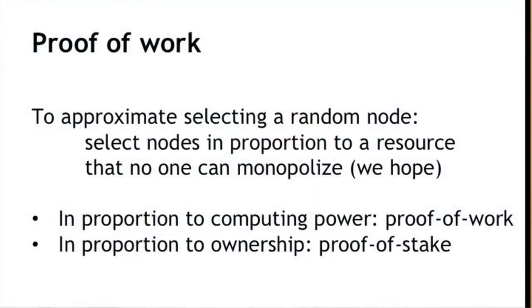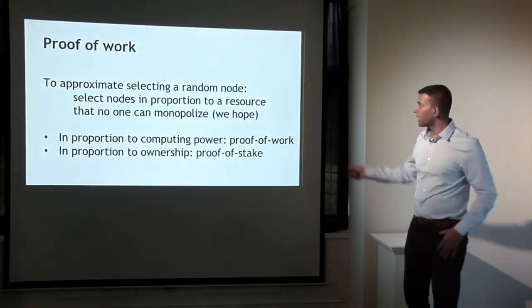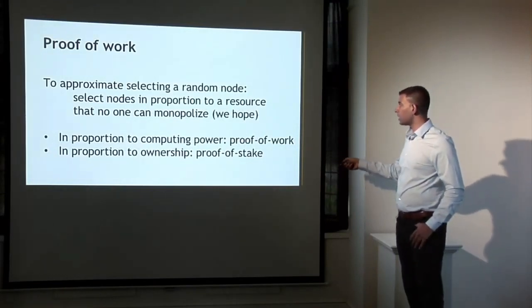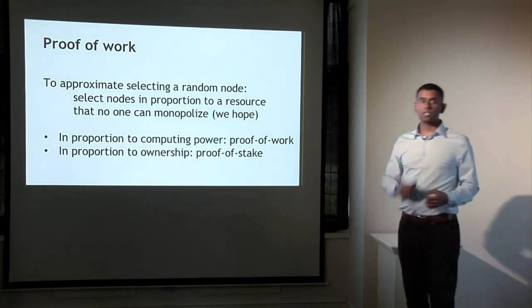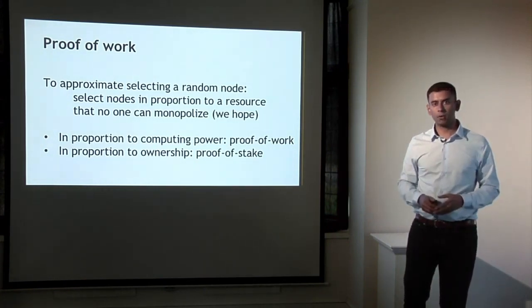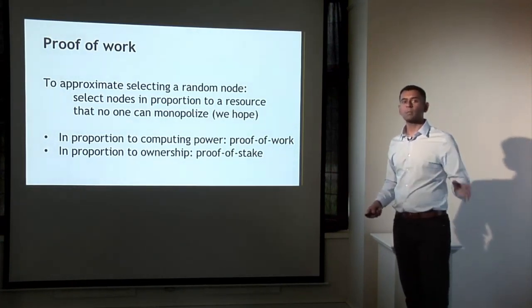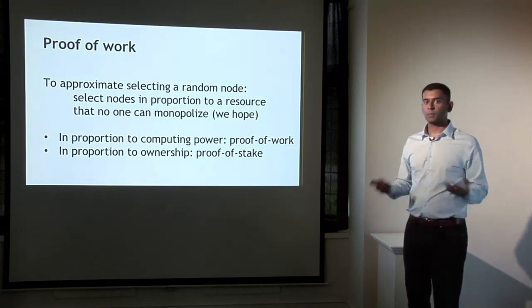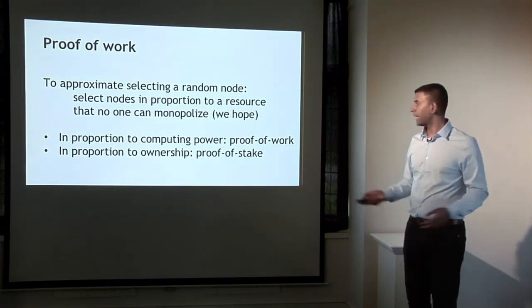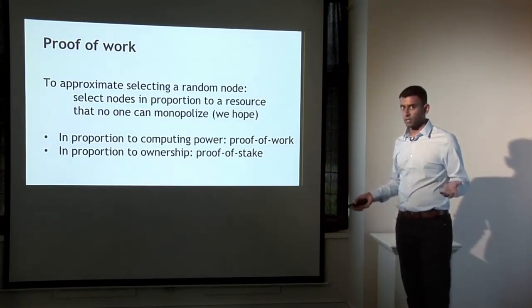So what is proof of work? Here's the key idea. Instead of picking a random node, we do something a little bit different, which is we approximate selecting a random node by instead selecting nodes in proportion to a resource that we hope that nobody can monopolize. What does that mean? Well, if that resource is computing power, then it's a proof of work system where we somehow select nodes in proportion to their computing power. Alternately, it could be in proportion to ownership of the currency, and this is a legitimate alternate model. It's not used in Bitcoin, but it's been proposed and it's used in a lot of alternatives to Bitcoin, and that's called proof of stake, which we'll see in a later lecture.